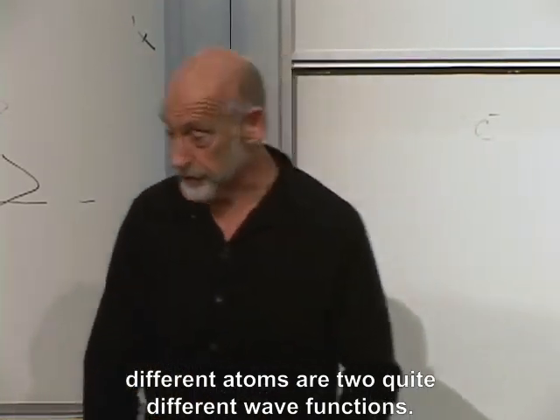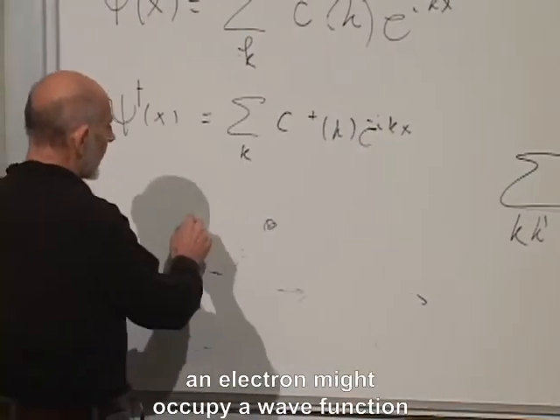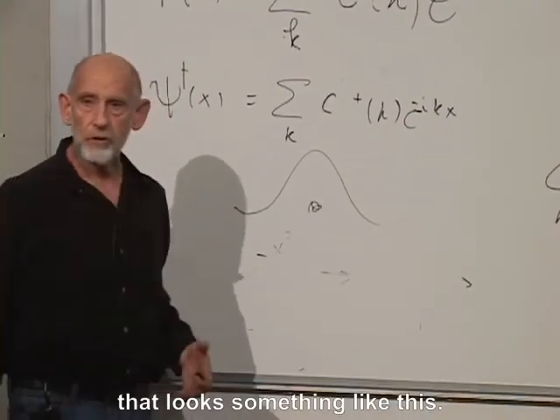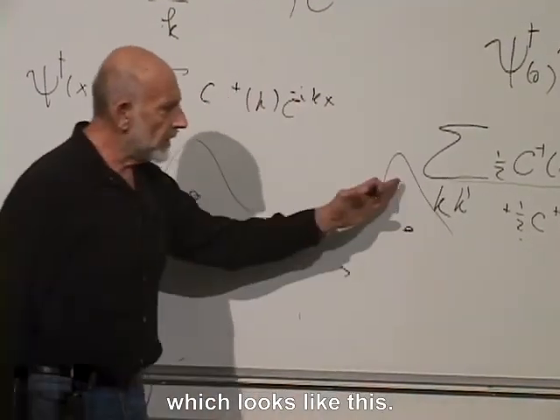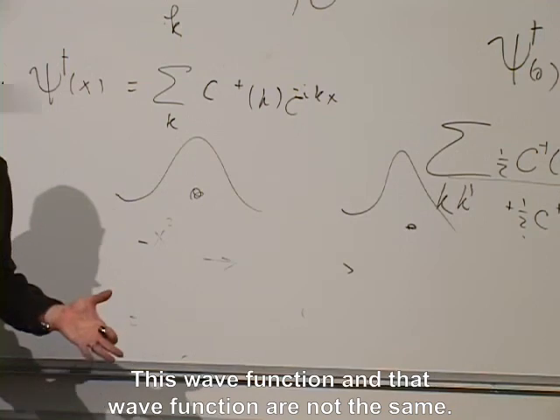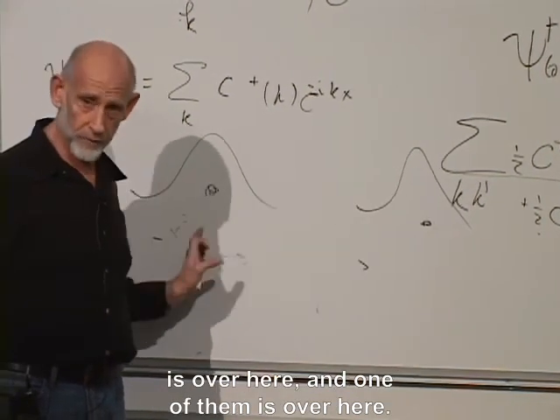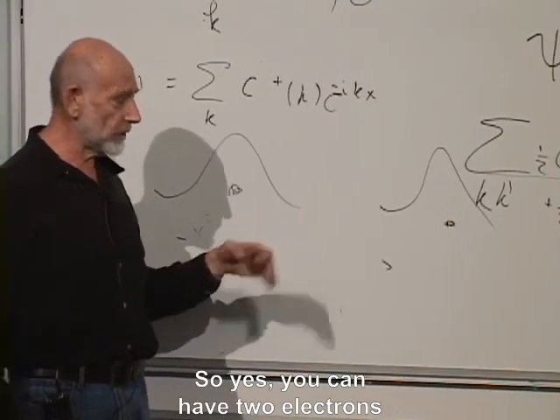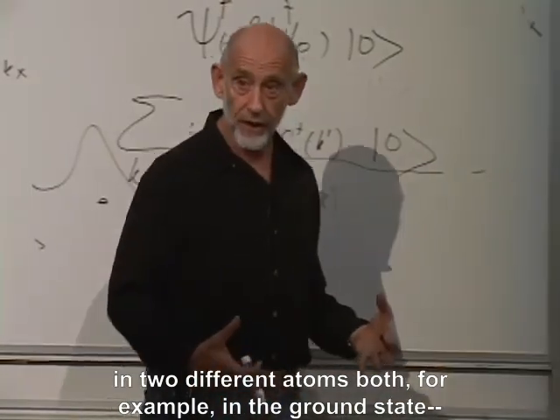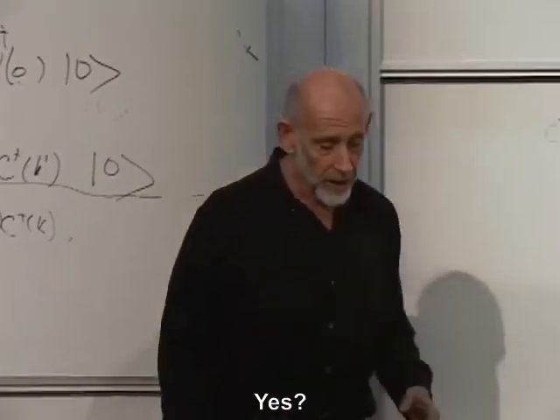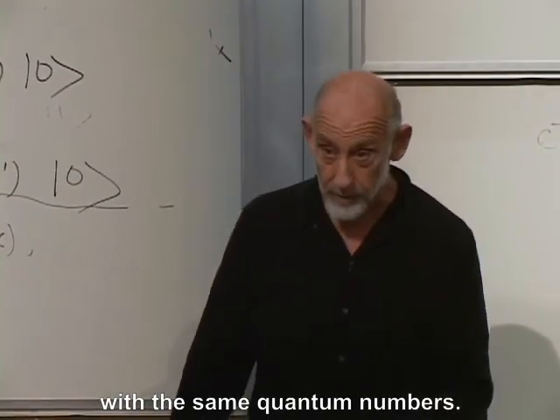Now, the atomic energy levels over here and over here for two different atoms are two quite different wave functions. So if you had an atom over here, an electron might occupy a wave function that looks something like this. Another atom over here might have an electron which looks like this. This wave function and that wave function are not the same. Right, they're quite distinguishable by the fact that one of them's over here, one of them's over here. So yes, you can have two electrons in two different atoms, both, for example, in the ground state, in some particular state, yes. But you can't have two electrons in the same atom with the same quantum numbers.